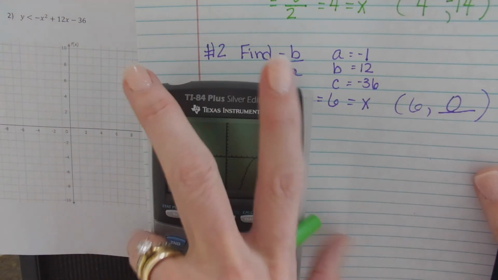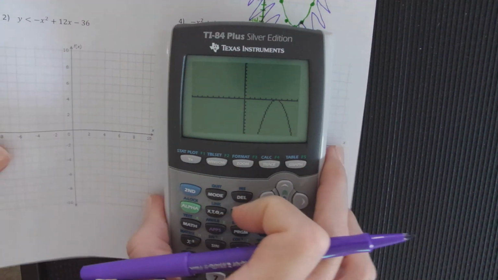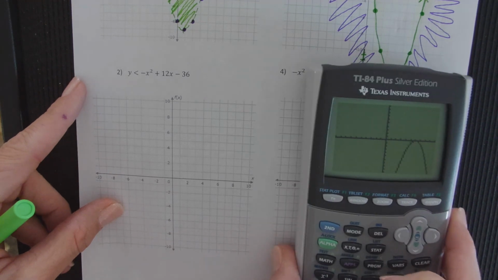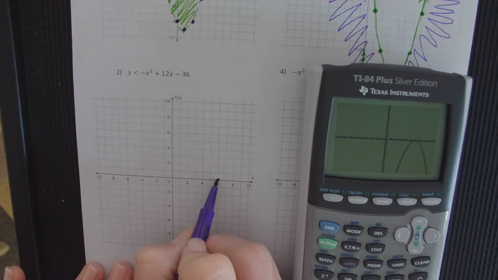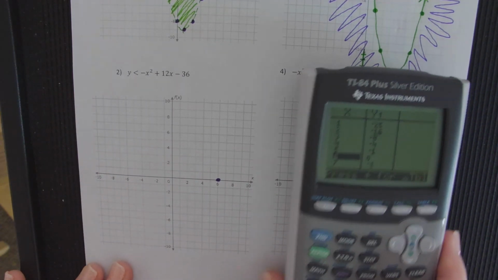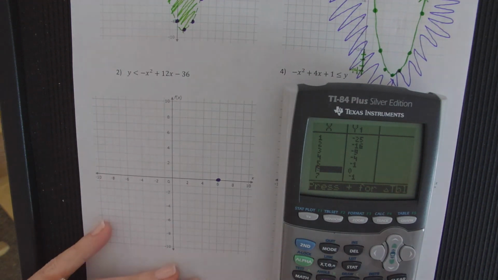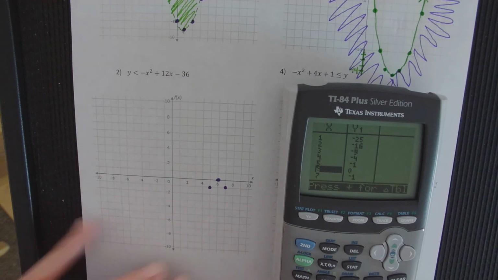Now, I'm done with this paper. Now we got to focus on graphing. I'm going to scoot this over. There we go. All right, so plot your 6, 0. There's our vertex. We are going upside down. All right, I'm going to go to the right, which is 7, negative 1. Go to the left to 5. 5 should be -1, and it is.